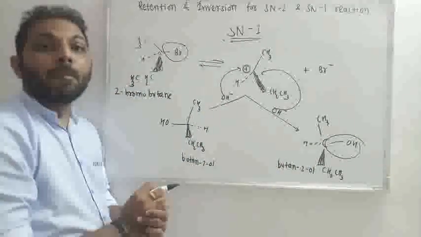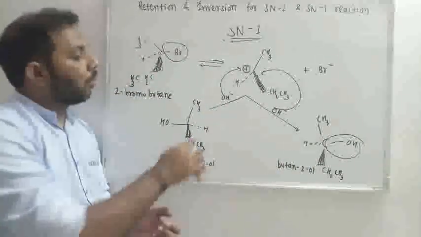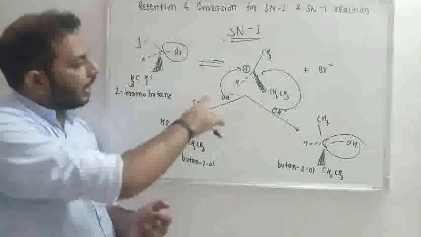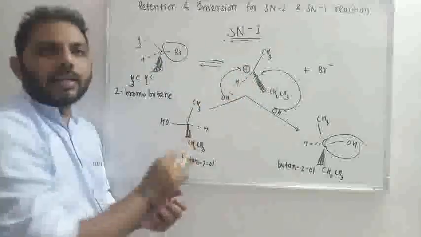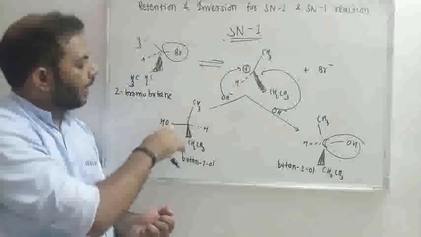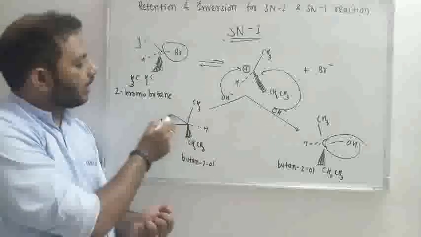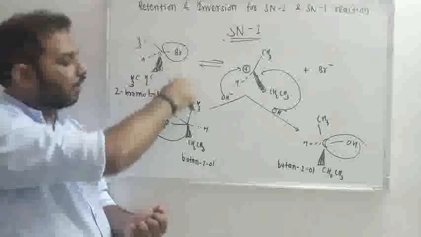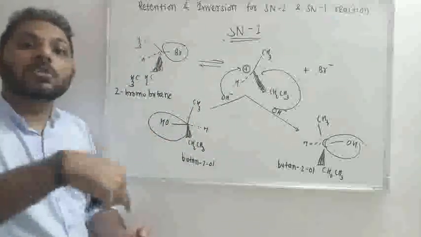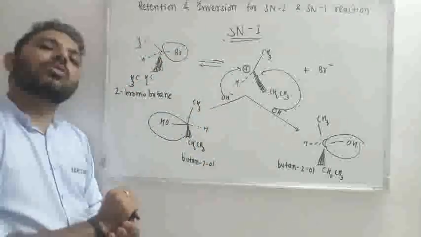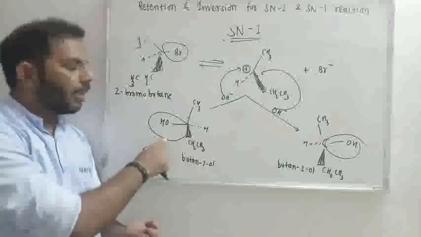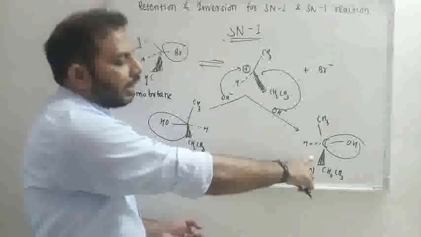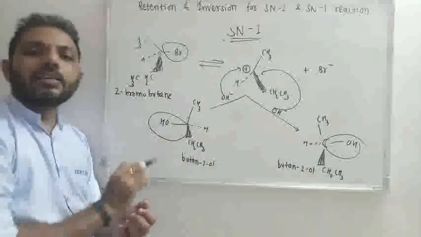But what about OH minus from this side? If OH minus attacks the carbocation from this side, then we will get a product like this. So OH minus is in this position. Br used to be in this position, whereas OH is opposite to the position of Br. So here we can say that inversion has taken place. So this is retention, this is inversion.